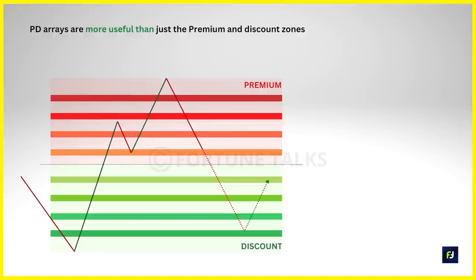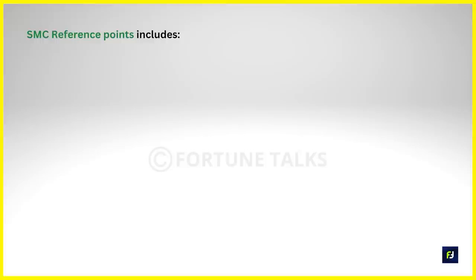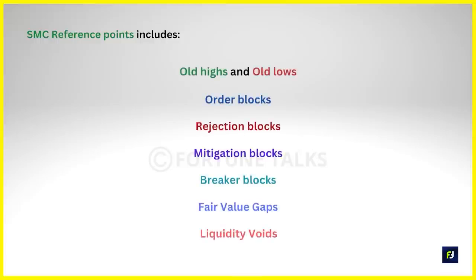But PD arrays are more than just premium and discount zones. This is a multifaceted analysis that helps traders to not only see what the market is doing, but also understand why it is doing so, thereby enabling more informed and strategic trading decisions. PD arrays also take into consideration some array items or reference points. Specifically, there are 7 array items or institutional reference points that we need to consider in a PD array. In ICT methodology, these reference points include old highs and old lows, order blocks, rejection blocks, mitigation blocks, breaker blocks, fair value gaps, and liquidity voids.